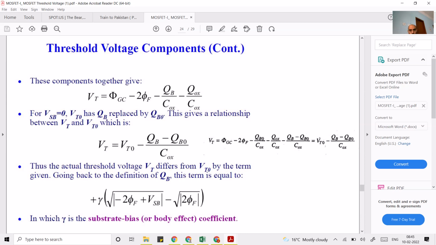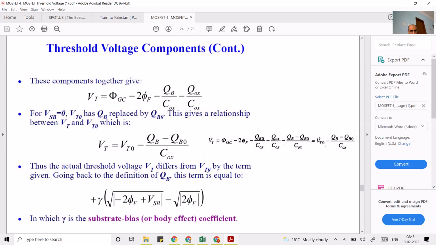Then you can write the equation in this form: phi_gc minus 2phi-f minus QB0 upon Cox minus Qox upon Cox. This will become your Vt0. And this Vt0, along with the remaining part, you can write in general as Vt. So this is the equation for your Vt.